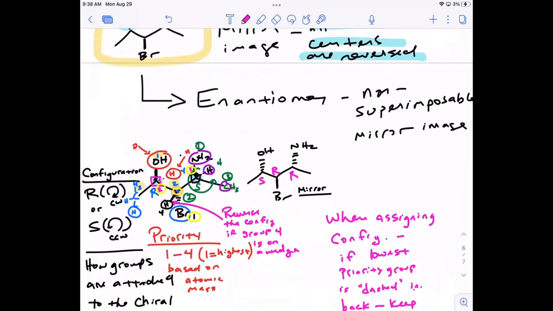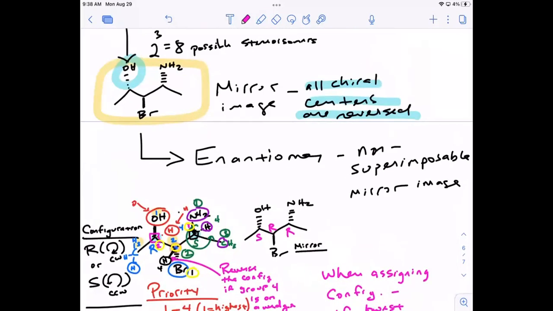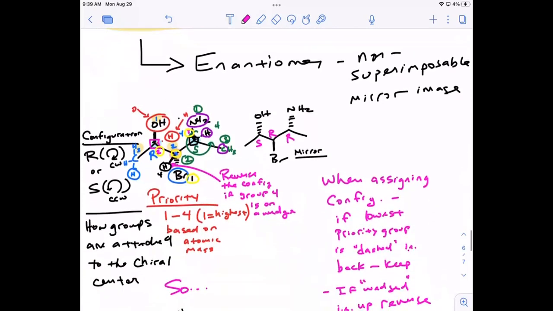All right, let me introduce one other topic based on this. So up here, we said that there were 8 possible stereoisomers. Is that right? Yes, 8 possible. How many do we have down here so far? We have an original image. We have a mirror image. Is that right? Yes. How many are left? If we got 2, 6. We have 6 left that we need to figure out what they are.